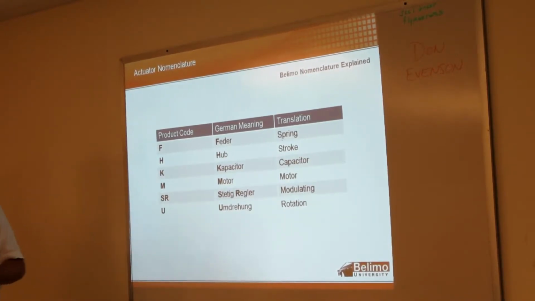And then U, that's another more specialized actuator. That actuator will go a full 360 degrees. The majority of the actuators are 95 degree rotation. That will go 360.